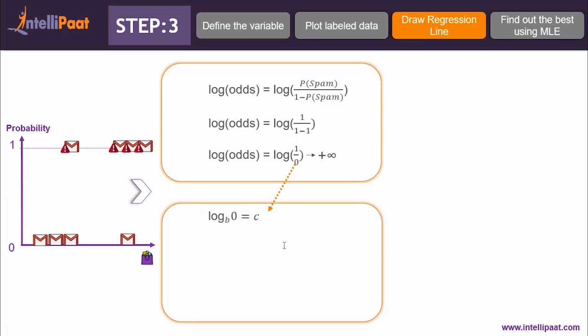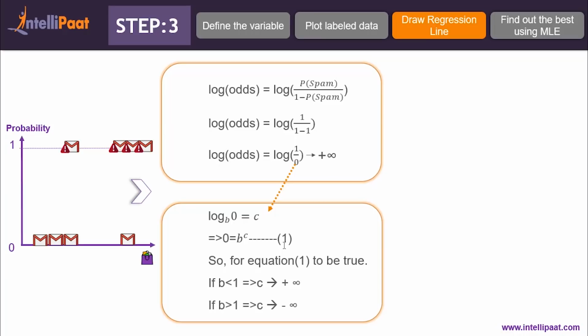Let's see. So log 0 with base b equals c. If we convert this into exponential form, we get 0 equals b to the power c. Right. So for this equation to be true, if the value of b, the base, is less than 1, then the value of c will be positive infinity. For example, 0.1 to the power 1000 would be smaller than 0.1 to the power 100, right? So the more the value of c, the closer the number gets to 0, right?